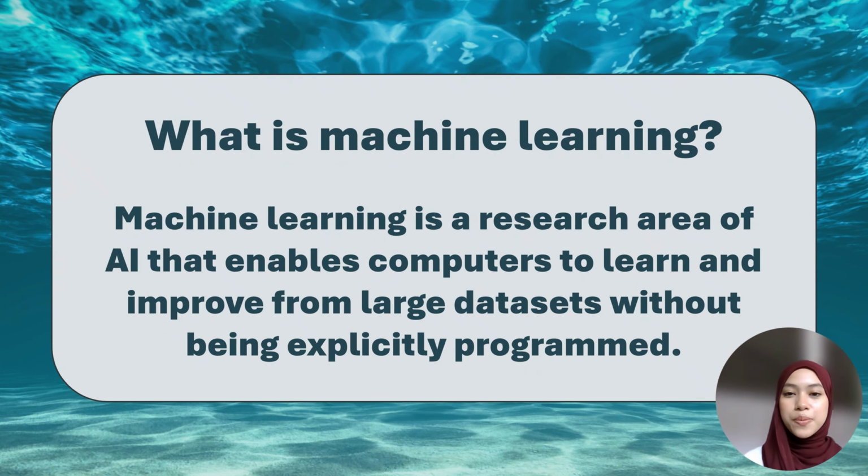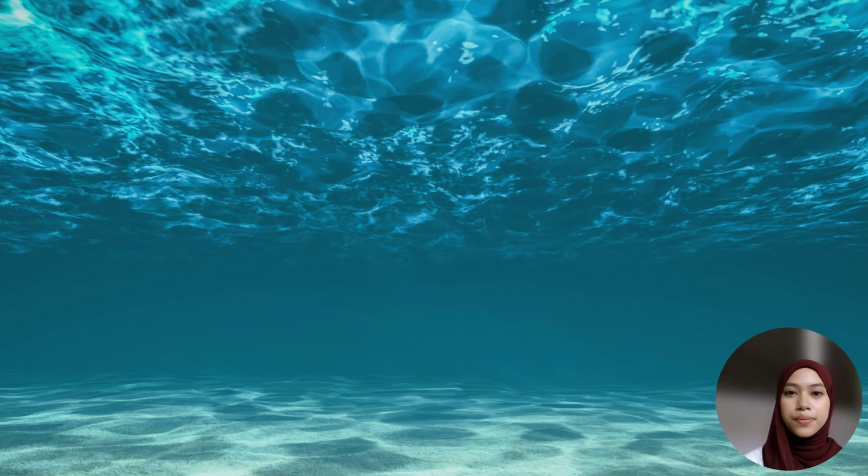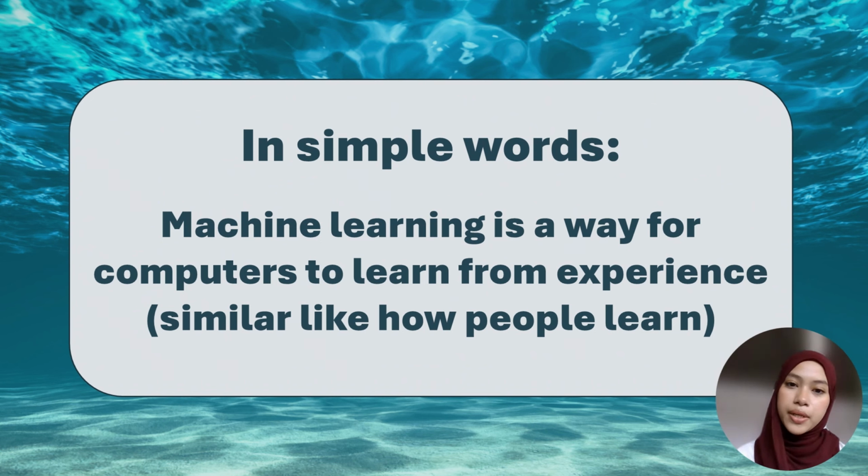First of all, what is machine learning? Machine learning is a research area of AI that enables computers to learn and improve from large data sets without being explicitly programmed. To help you understand this better, in simple words, machine learning is a way for computers to learn from experience.